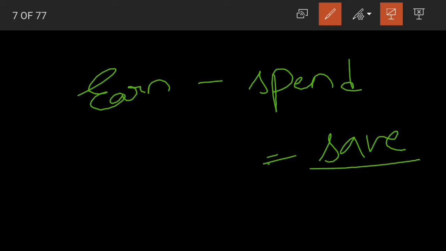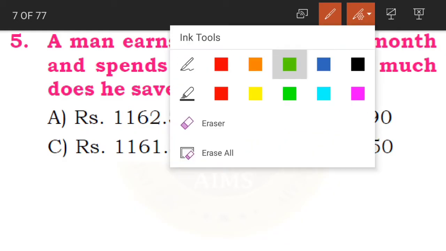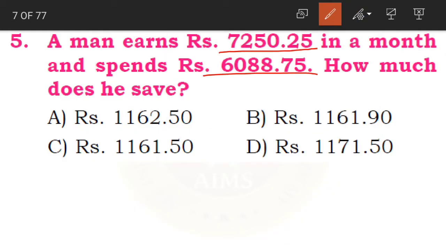That means the amount that is left with you. Earning is the total. Earnings represent the total amount that you have. Spendings represent the total amount that you have spent. You have used for buying something or other. Now savings will be when we subtract these two, we will be left with savings. So let us subtract the given two numbers.